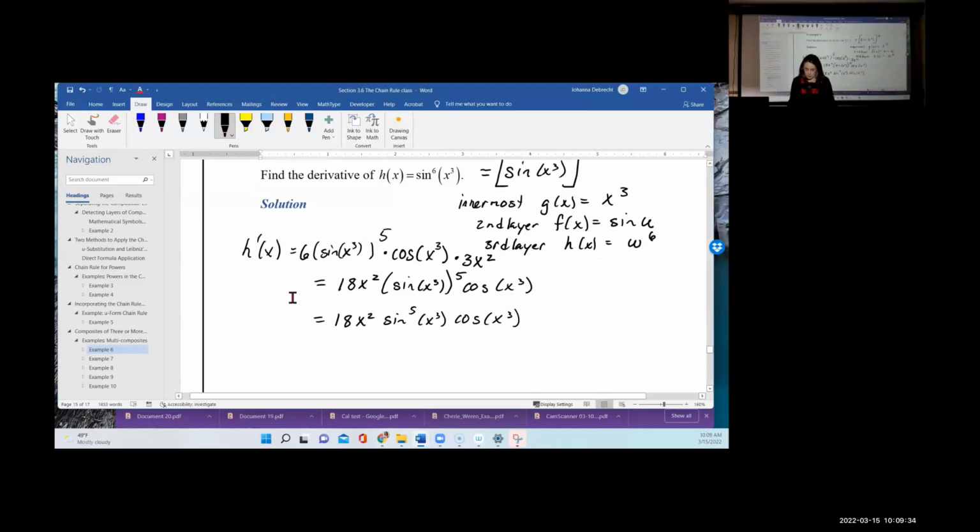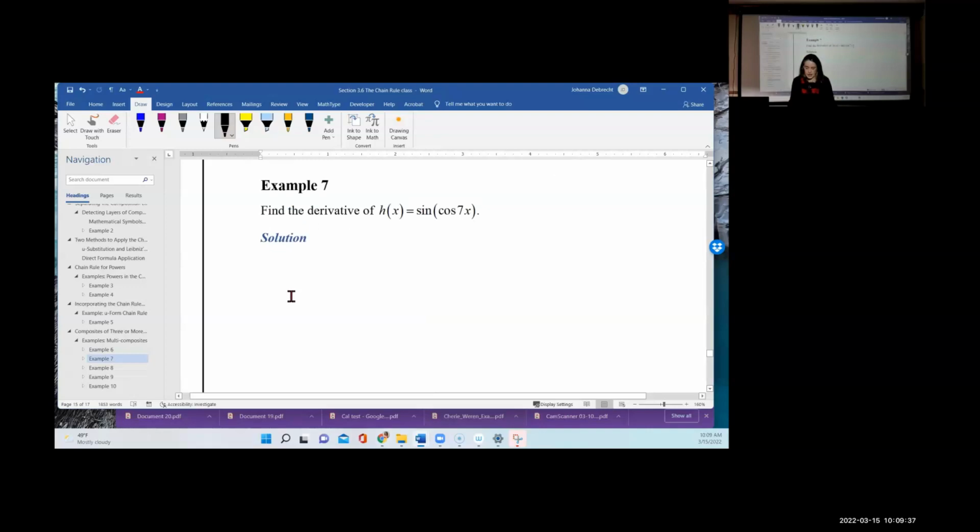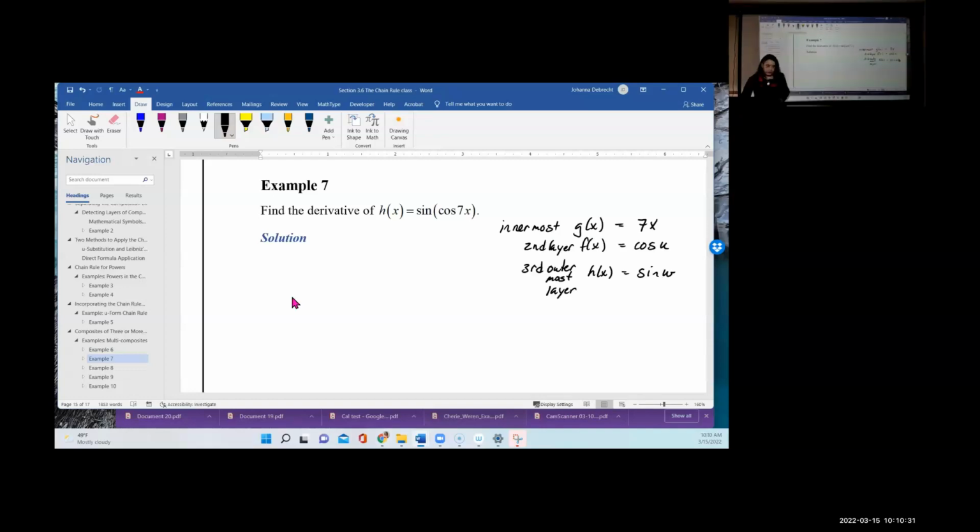Let's take a look at another one. We have sine of cosine of 7x. So let me give you a minute and try to decompose this one on your own. What is the innermost layer? What's the second layer? What's the third layer? You should have gotten 7x as the innermost layer, cosine of u as the second layer, and sine of w as the outermost layer. Now take the derivative and let's compare answers.